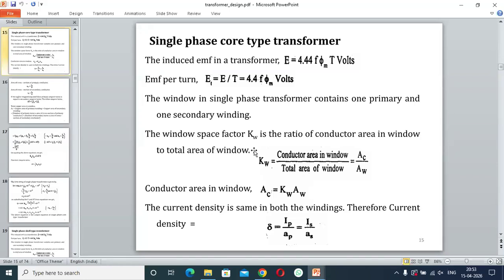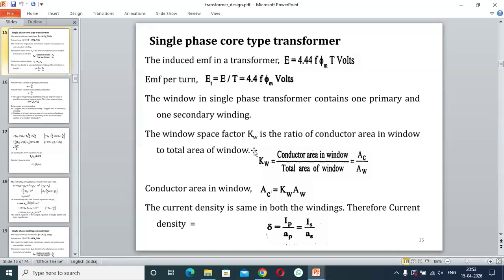Then we get the window in the single phase transformer. The window in the single phase transformer contains one primary and one secondary winding, meaning only one type of winding we require. So the window space factor KW we calculate, to find out how much area we require on the window.